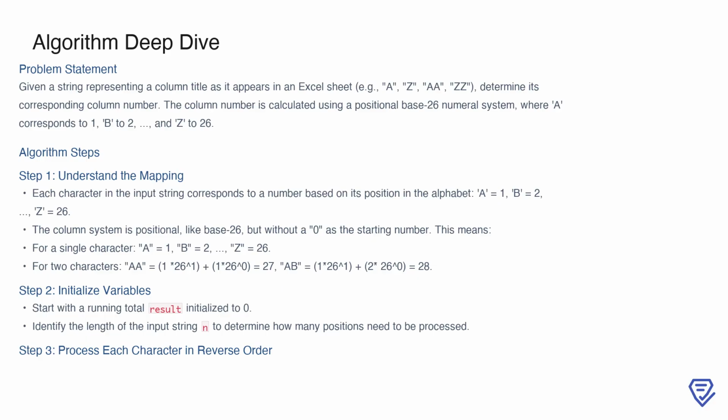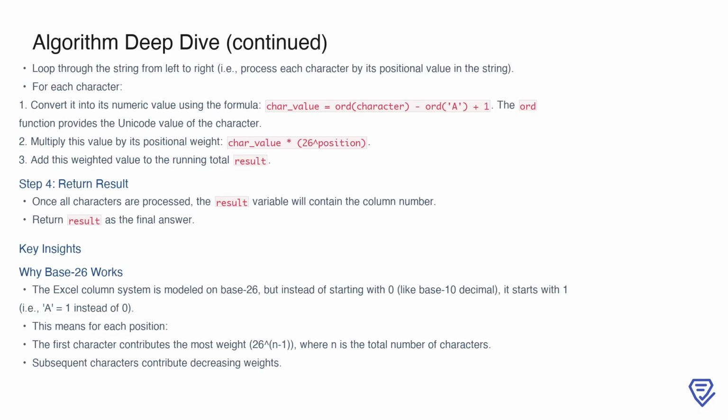To solve this problem, we'll break it into clear steps, starting with initializing our variables and then processing each character in the string to compute the column number. Now, to calculate the column number, we process each character in the string from left to right. For every character, we first convert it to its numeric value. Using the formula char_value equals ord(character) minus ord('A') plus 1, we can determine the value of each letter, where A equals 1, B equals 2, and so on.